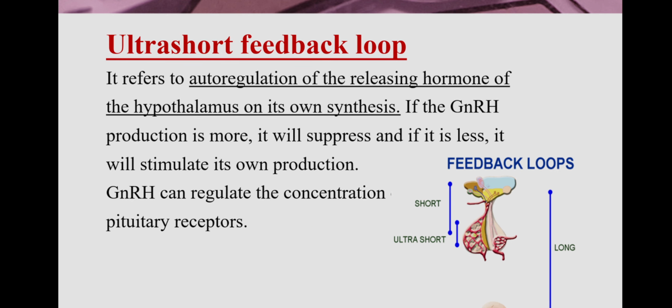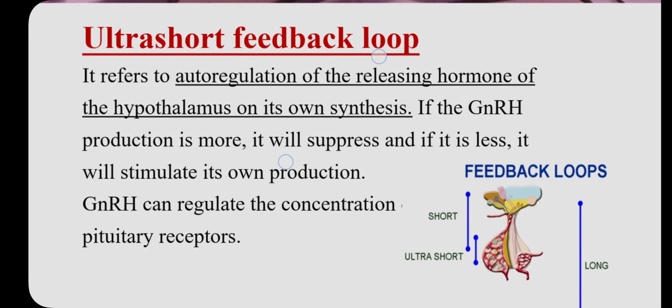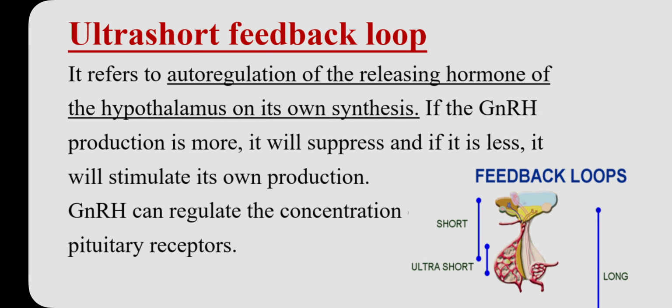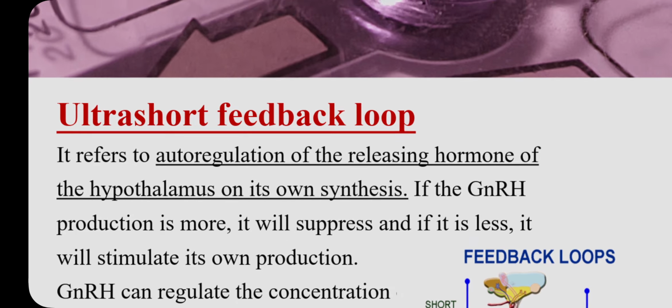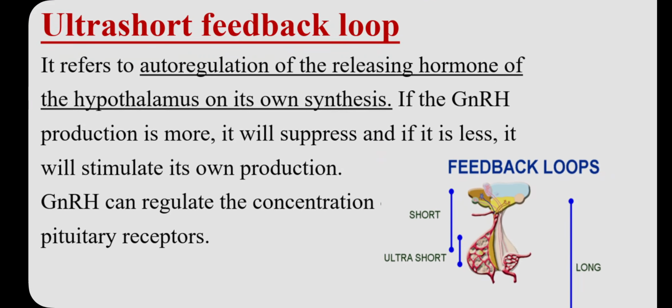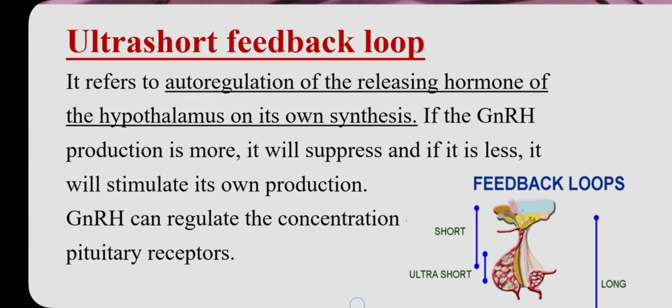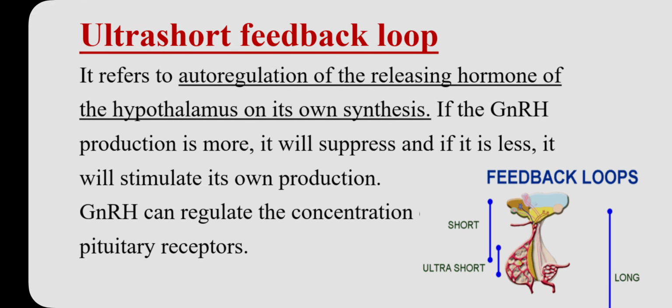Now coming to the other methods of the control of the GnRH, there are 3 feedback loops: ultra short feedback loop, short feedback loop and the long feedback loop. So coming to the first, ultra short feedback loop. Why is it called ultra short? Because here it is limited to the hypothalamus itself. How is it? Let us see. It refers to the auto-regulation of the releasing hormone of the hypothalamus on its own synthesis. If the GnRH production is more, it will suppress. If it is less, it will stimulate its further production.